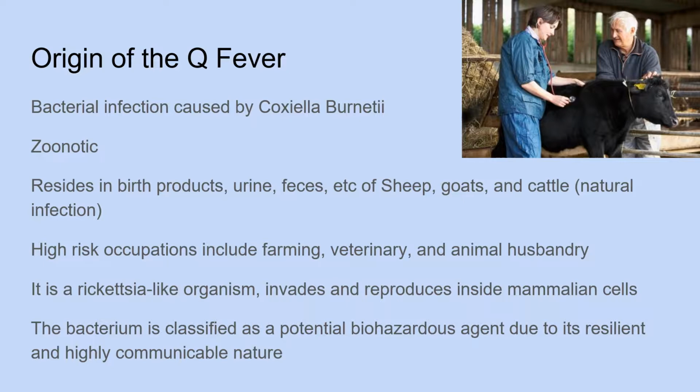Much like rickettsia, this organism invades and reproduces inside mammalian cells, which is why it can be found in such things as the placenta. Finally, the bacterium is classified as a potential biohazardous agent due to its resilient and highly communicable nature.